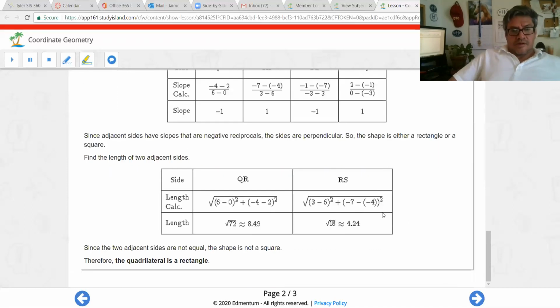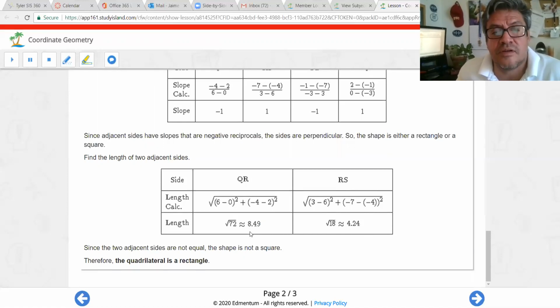So you know right off the bat, since one side is 8.49 and another side is 4.24, is it a quadrilateral? Absolutely. And is it a square? No, because the lengths are not identical. So this quadrilateral is a rectangle. And that is it for part 2 of 3. Let me go ahead and stop recording.